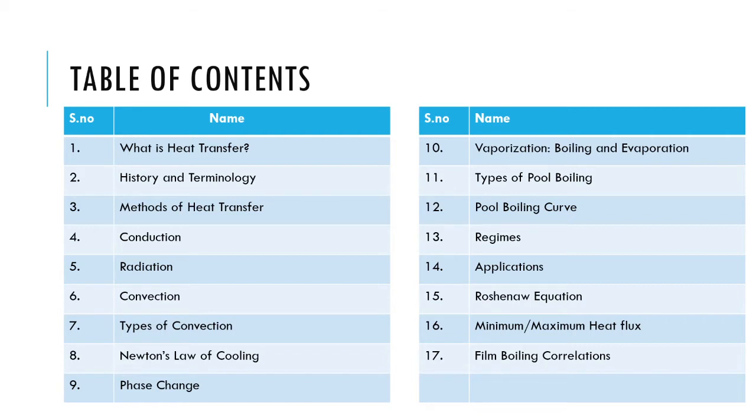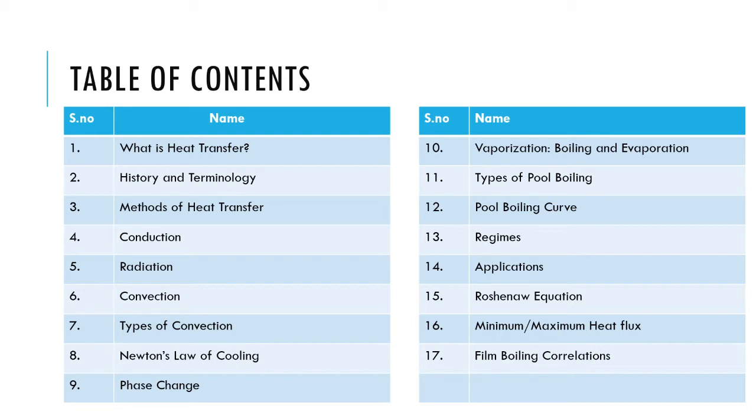Types of convection. Convection has been studied in detail because it is mainly convection which is in play in this whole boiling ordeal. And Newton's law of cooling is mainly applicable to convective heat transfer. So we'll be studying that in detail too. That was given to us by Sir Isaac Newton, which is a very, very important part of this presentation and boiling as a whole.